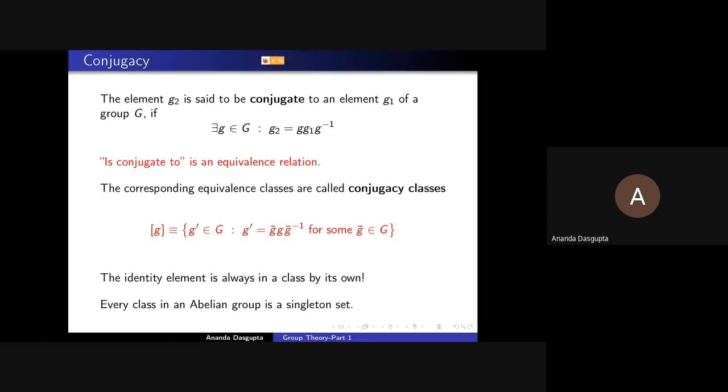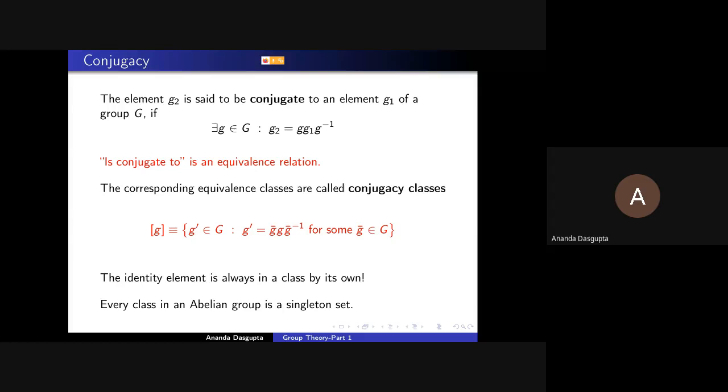Okay. And if you have an abelian group where every element commutes, then of course G bar G G bar inverse will be the same as G. So in an abelian group, not only the identity, every element is in a class of its own. So these are two special cases. For every group, the identity is always in a class by its own. In an abelian group, all elements are in a class of their own.